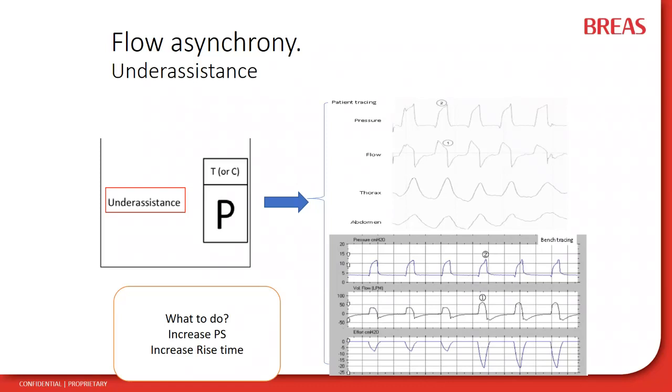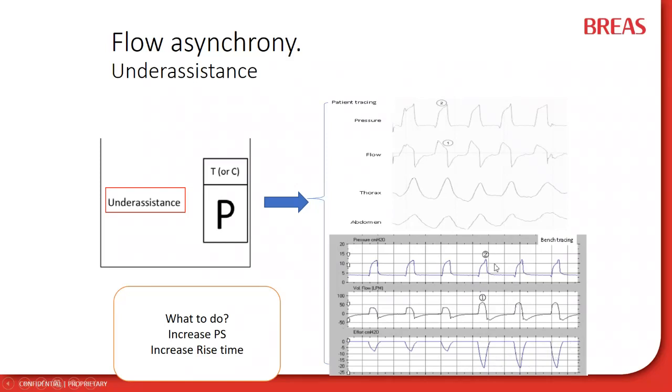Let's continue with the flow asynchrony. Flow asynchrony is produced when the effort of the patient is not correctly matched by the ventilator. For example, under assistance, the patient has a big effort not matched by the ventilator. And in the simulation, you can see that in the first half of the screen, the effort is moderate, and in the second half, the effort is really greater.